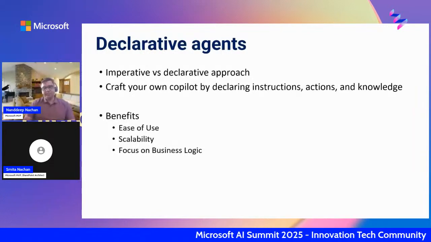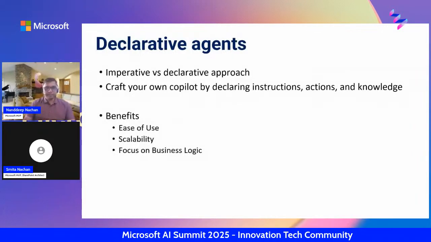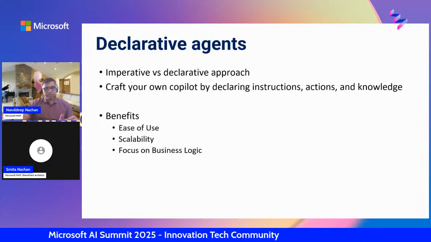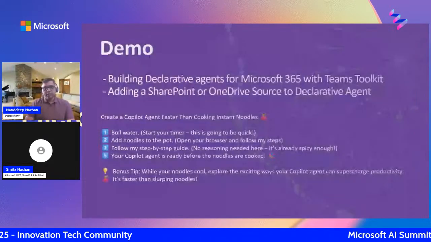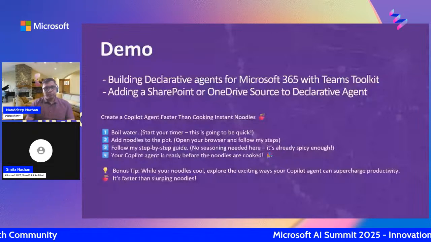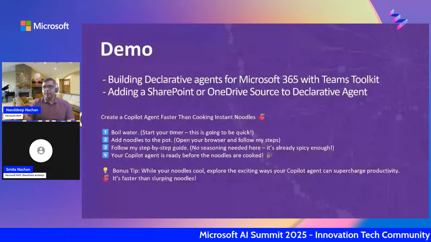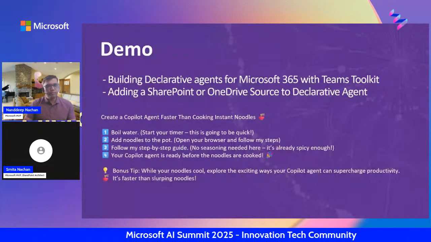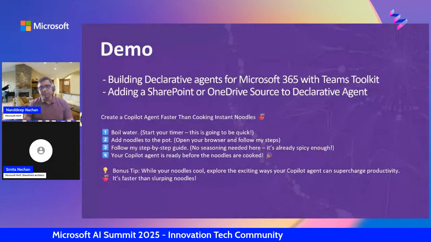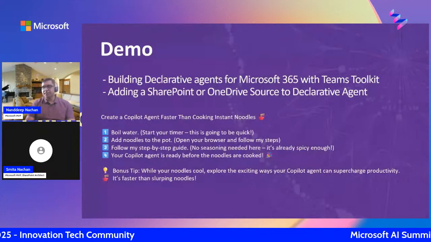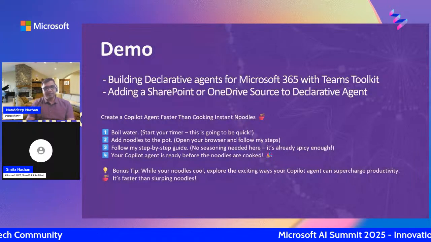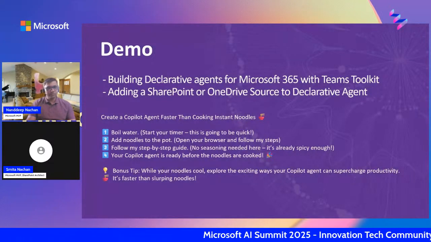Okay, so with that, maybe let's get into another demo and see how we'll be able to do that. Mostly, whenever I show this kind of a demo, I try to compare declarative agents with the instant noodles that we make. So probably to every cook out there, at least we must have started our journey by cooking the instant noodles, right? For example, Maggie or anything else that you like.